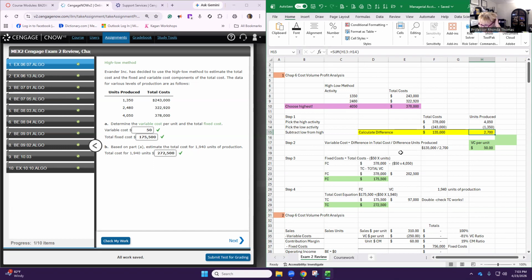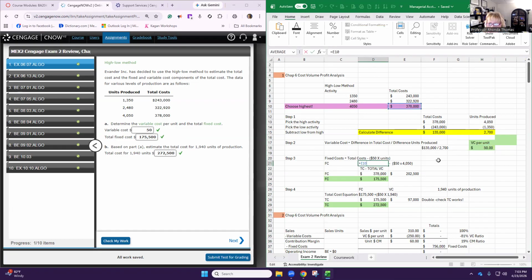Then step 2 is finding that variable cost. So the variable cost is 135,000 divided by 2,700, and you get $50 of variable cost per unit. So I put 50 in. Now we're ready to isolate. Now that we know what the variable costs are, let's isolate the fixed costs, right?